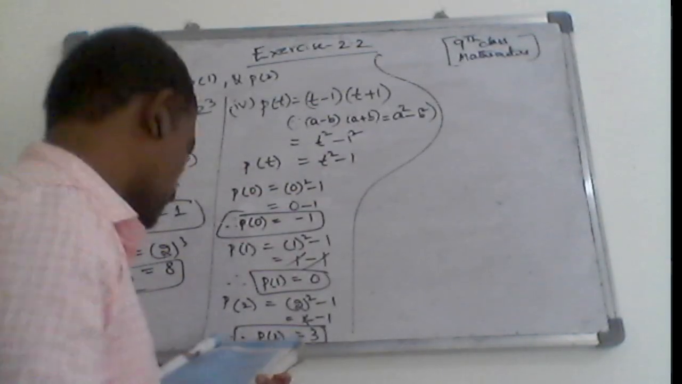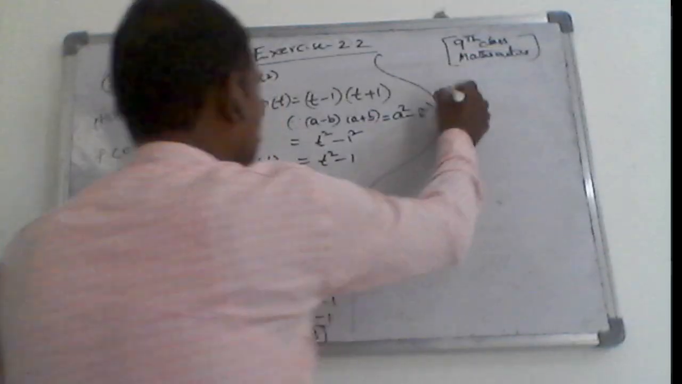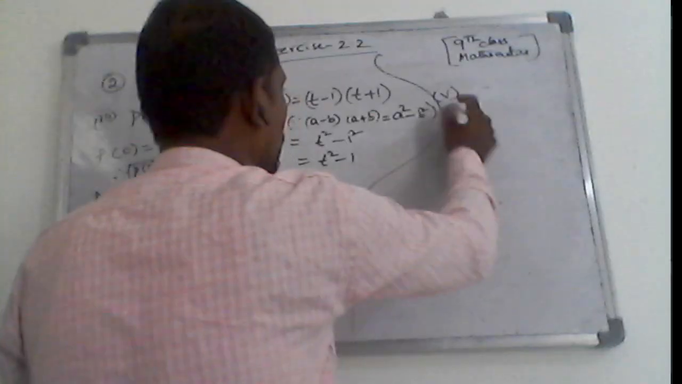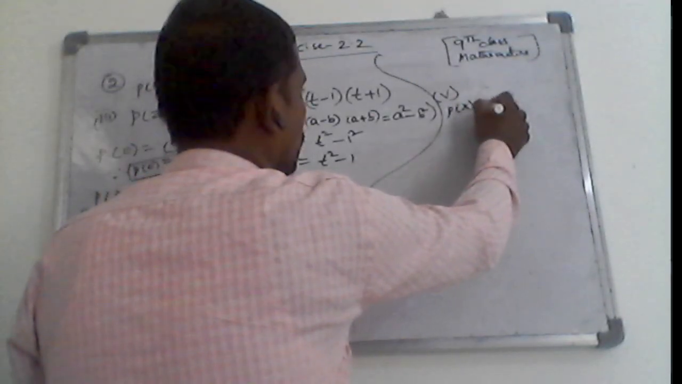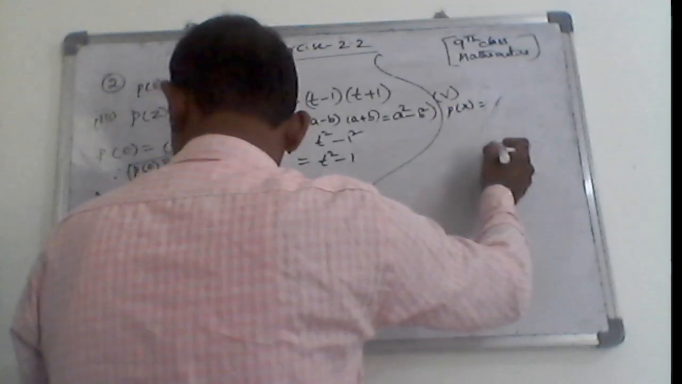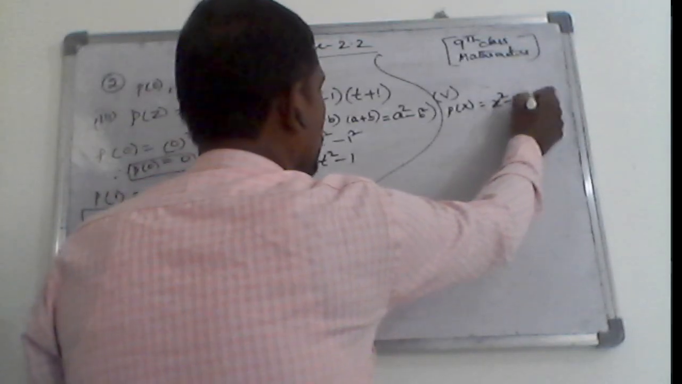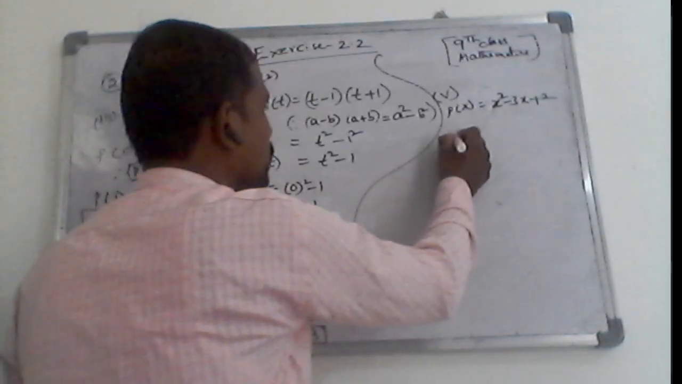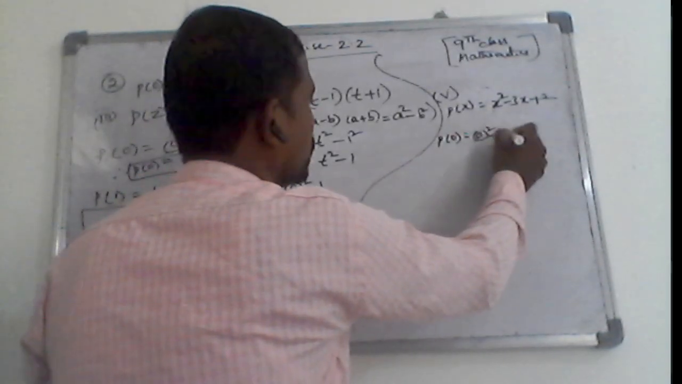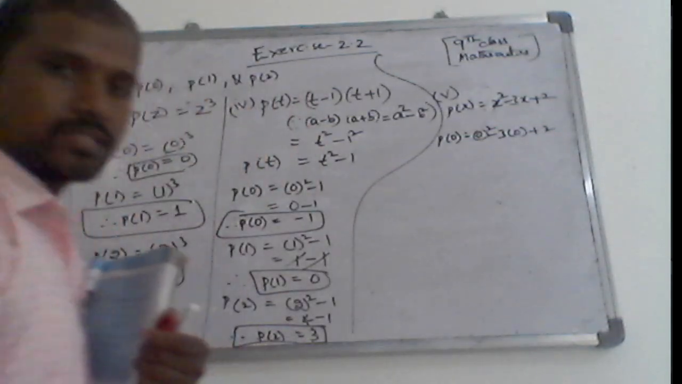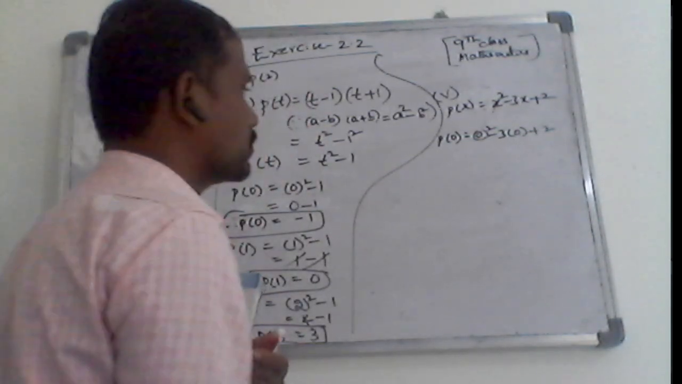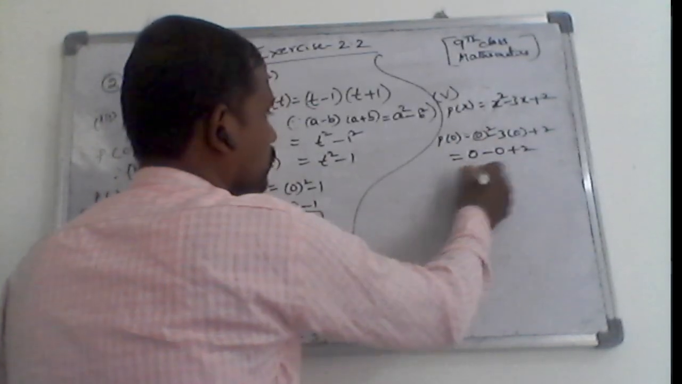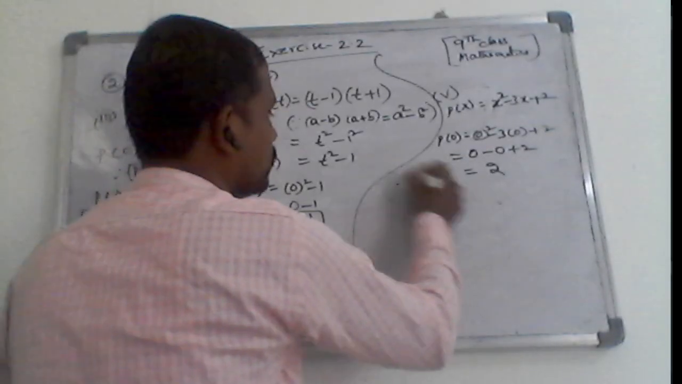Next one, question number 5. P of x equal to x square minus 3x plus 2. So P of 0 equal to 0 square minus 3 into 0 plus 2. 0 square is 0, minus 3 into 0 is 0, plus 2. So P of 0 equal to 2.